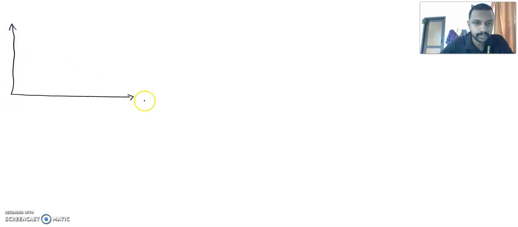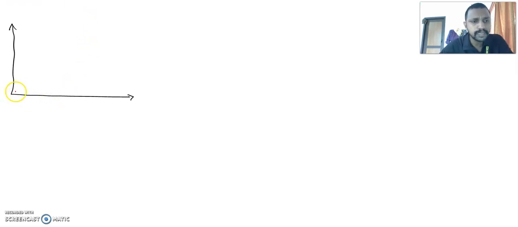Okay, students, in this class, we are going to speak about an important topic in our plus 2 physics. It is called projectile motion. Let's understand projectile motion. For understanding projectile motion, let me draw our XY axis. Let this be our X axis and Y axis. Projectile motion is a two-dimensional motion.